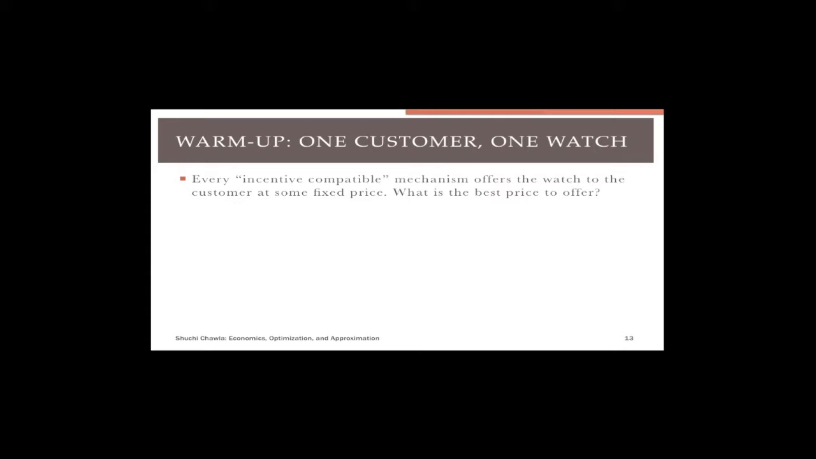Well, first of all, there's a theorem in mechanism design that says that if you have just a single consumer and a single item, the only thing you can do in an incentive compatible way is to fix a price on this watch and then let the consumer buy if he wants to pay this amount. Okay? You could try other things, but the consumer will always be able to manipulate the system so that it ends up being equivalent to this simple way of selling the watch. Okay? So now the question is, what should this price be?